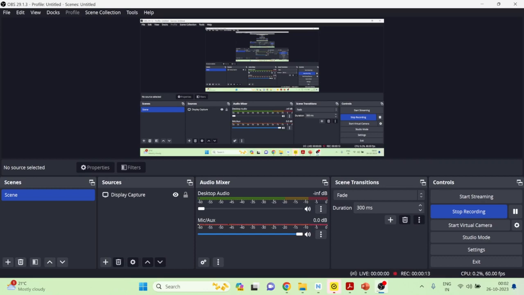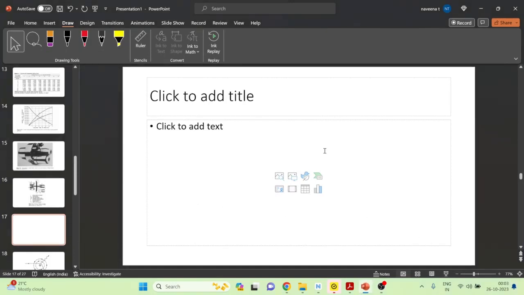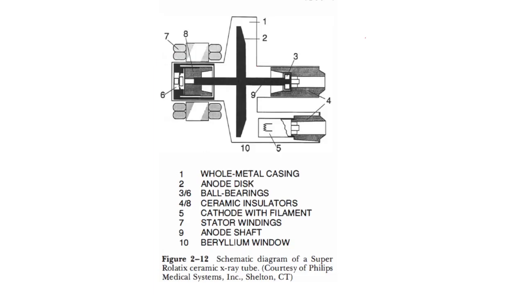Hello friends, let us now learn some important points about the process of X-ray generation. So if you see in the process of X-ray generation, what actually happens is that when fast moving electrons from the cathode bombard the target anode, then X-rays are produced.